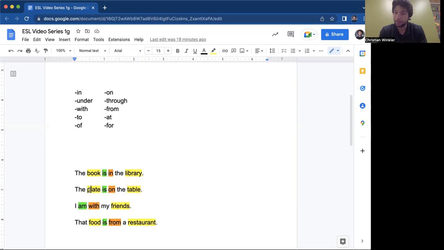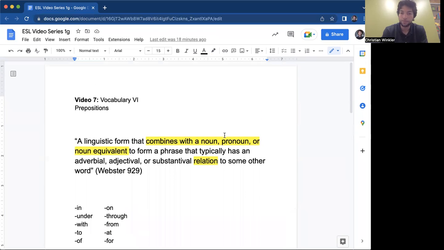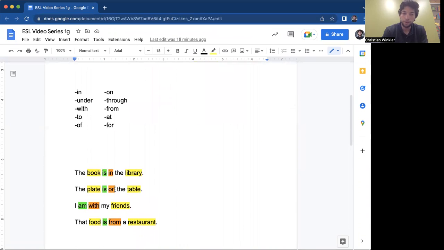So let's look at our next example. The plate is on the table. Same kind of idea here. On is our preposition. The table is our noun phrase that is basically combining with our preposition. The plate is on the table. So on the table becomes our prepositional phrase that tells us information about the plate. That's how the plate relates to the table. The plate is on the table.